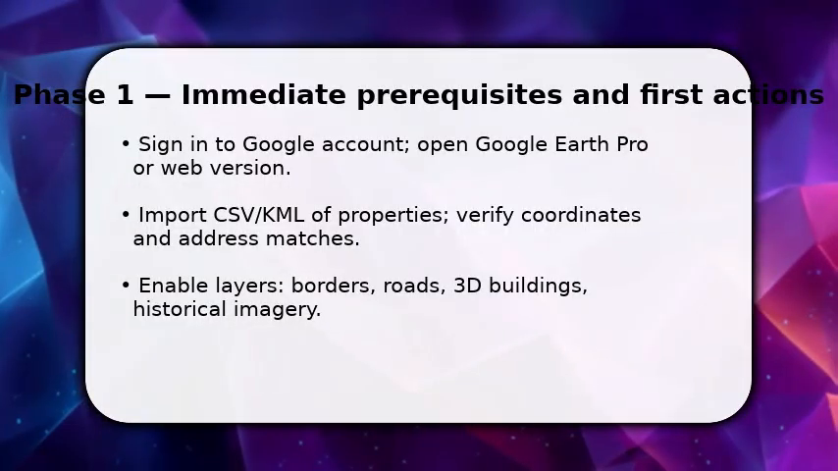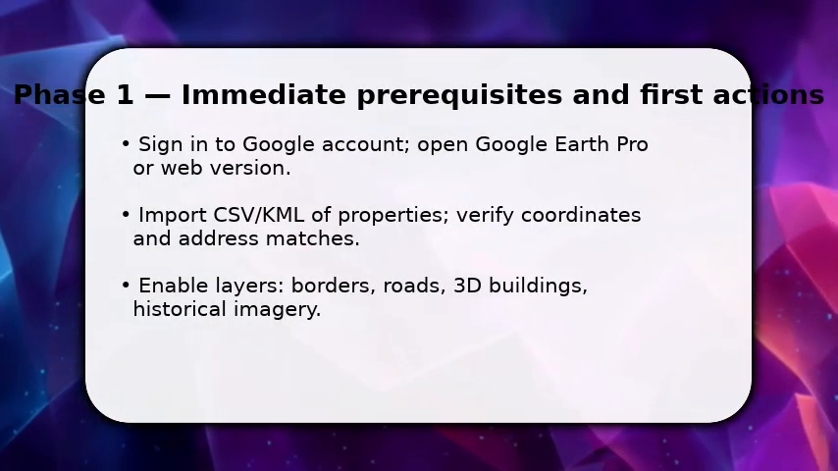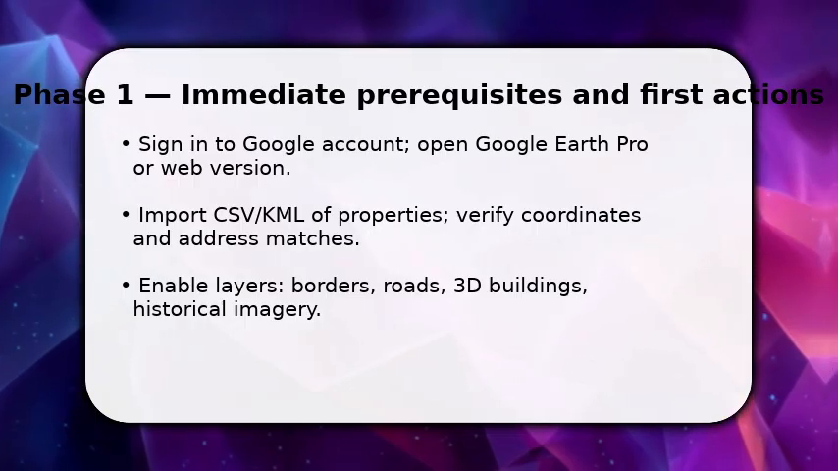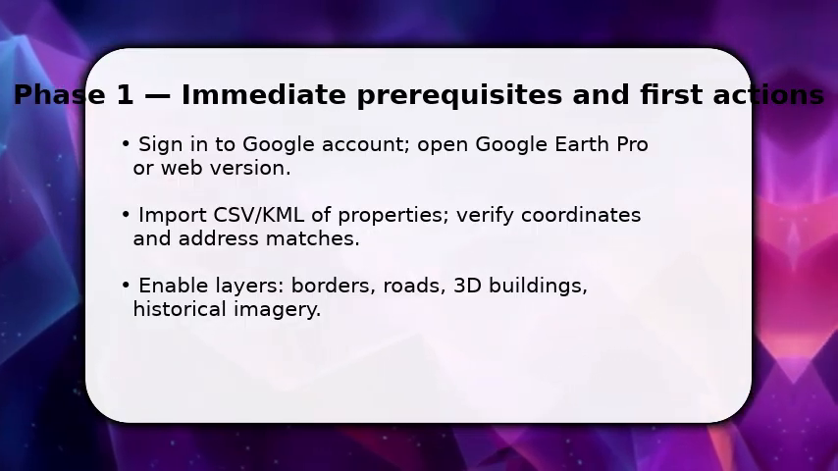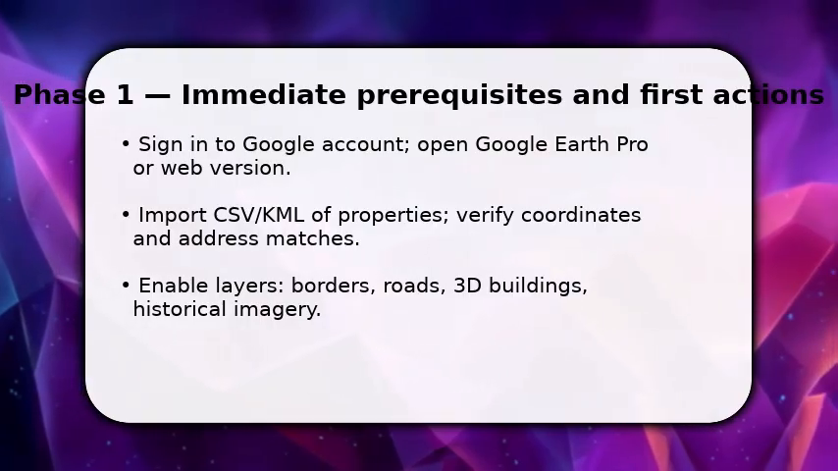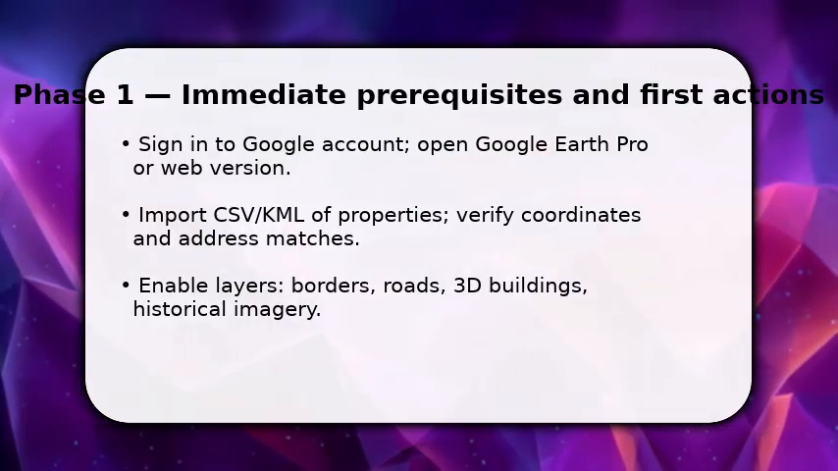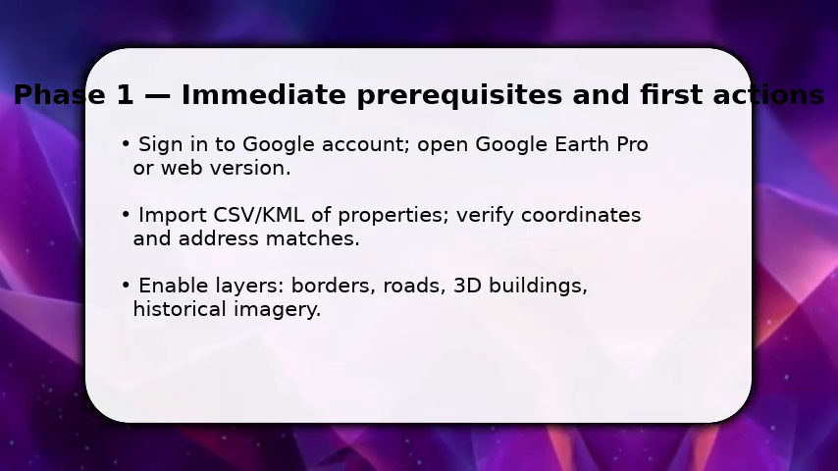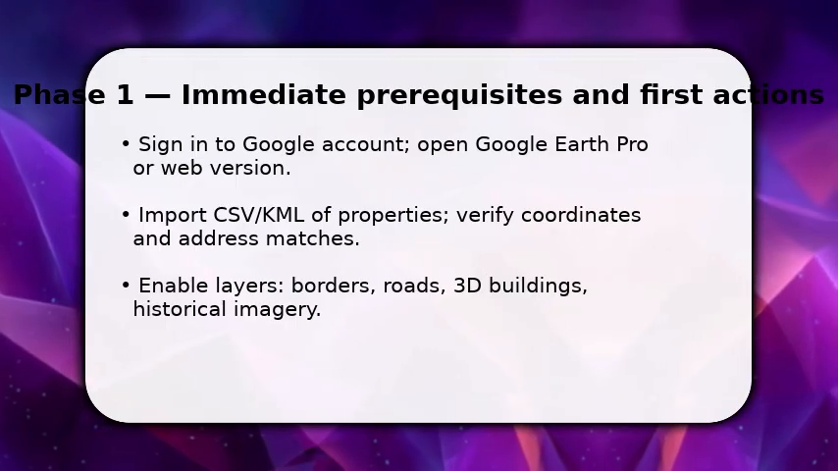You begin by signing into Google Earth and loading your property list. This gets you from zero to mapped assets fast. Once signed in, import a CSV or KML with lat/long. Make sure coordinates match addresses to avoid misplacement. Then enable key layers, 3D buildings, roads, borders, and historical imagery because they reveal context and zoning cues.